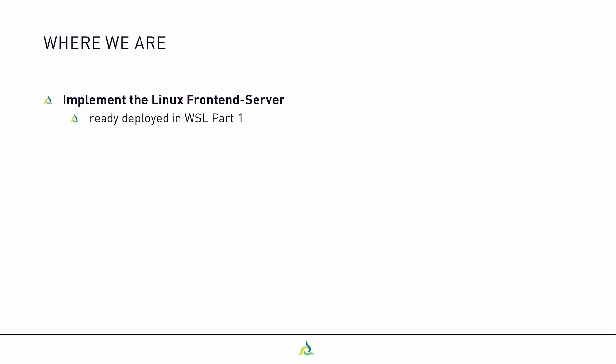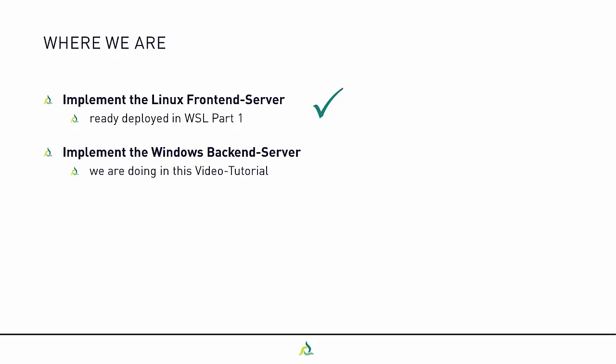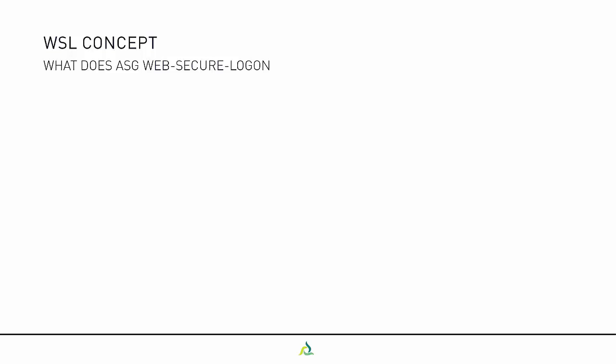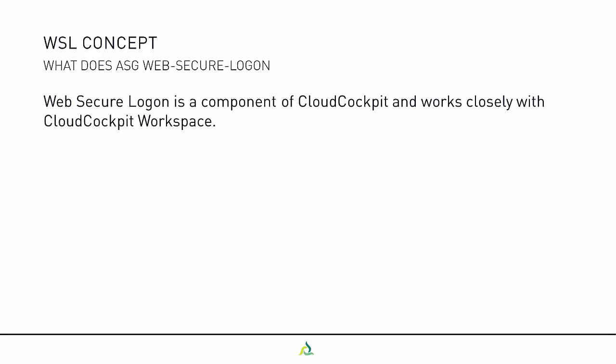As we have seen previously in this training material, we already deployed a front-end server, which is Linux-based in this case. But just to remind you, we can also use a Windows version for implementations. Web Secure Logon is a component of the Cloud Cockpit, and it works closely with Cloud Cockpit Workspace. Basically, it enables us to access applications, even if they are called from an unsecure environment, like the internet, creating a tunnel between you and the infrastructure.